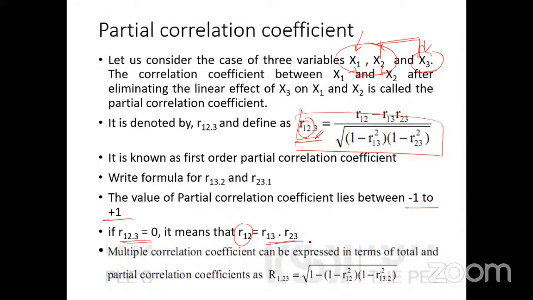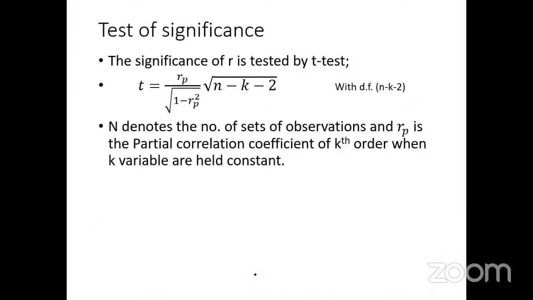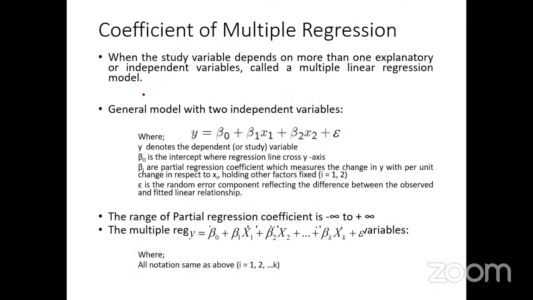When you take the relationship between the multiple correlation coefficient and the partial correlation coefficient, it can be expressed in the form of this formula. Keep those formulas and this relationship in mind from an examination point of view. Here also we have to test the significance of the partial correlation coefficient, and here we use the t-test. So keep in mind the t-test is used for testing the significance of the partial correlation coefficient.